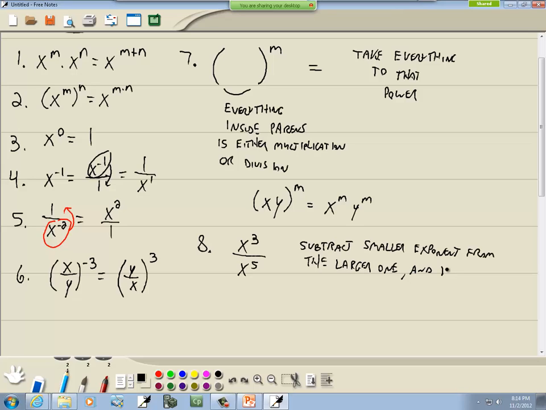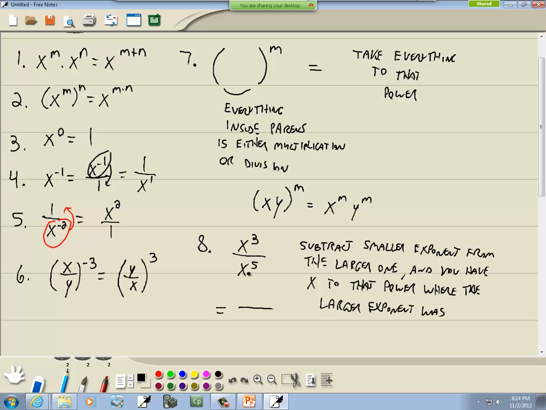And you have x to that power where the larger exponent was. So again, you subtract the smaller exponent from the larger one, and you have x to that power where the larger exponent was. Let me actually work this example just so we see what in the world I'm talking about there.